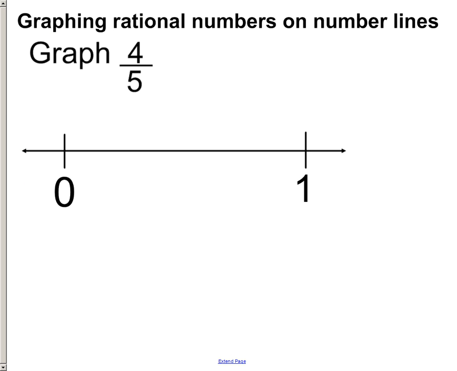Okay, so in the last video we learned how to count with fractions, but now we're giving you a number line and we're saying, can you place this number on the number line? And that's where it changes just a little bit. Let me show you how you can actually make this better.